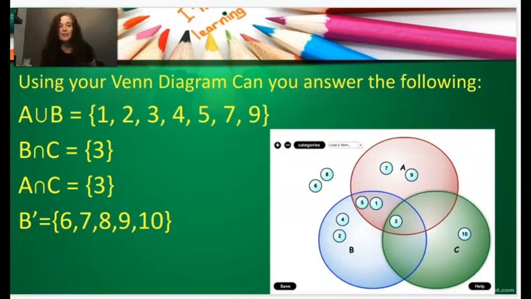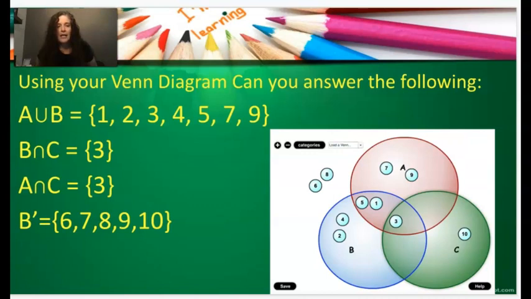So here's your answers. Check to see if you got them correct. A union B would be 1, 2, 3, 4, 5, 7, and 9. B intersection C would be 3. A intersection C would be 3. And the complement of B would be 6, 7, 8, 9, and 10. Anything that's not in the B circle.